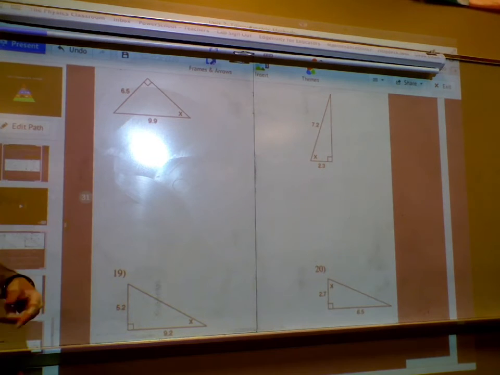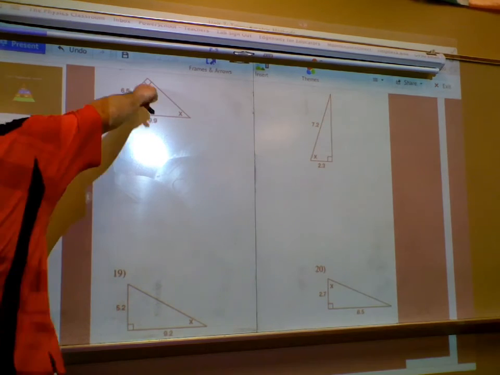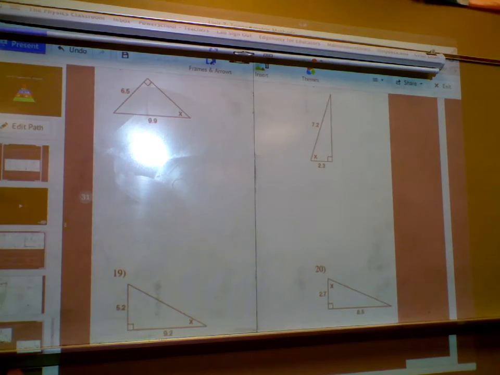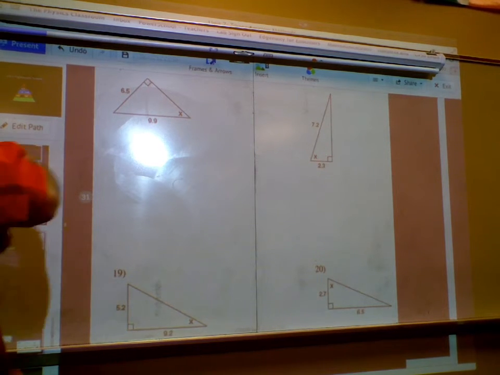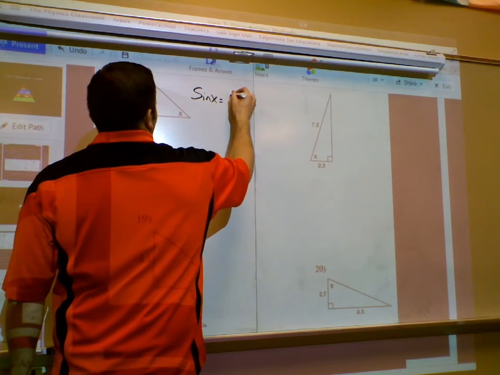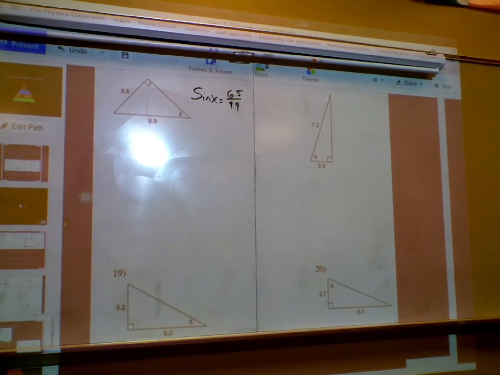What is 6.5 to x? Opposite. What is 9.9 to x? Hypotenuse. Good, because it's across the right angle. So, we know opposite and hypotenuse. We want to find x. Which trig function should we use? Sine. Good. So, we know sine of x equals opposite over hypotenuse, right? So how do I get the x by itself now?